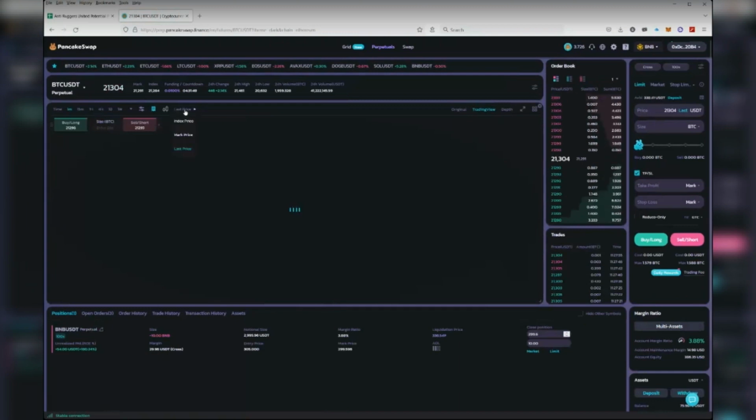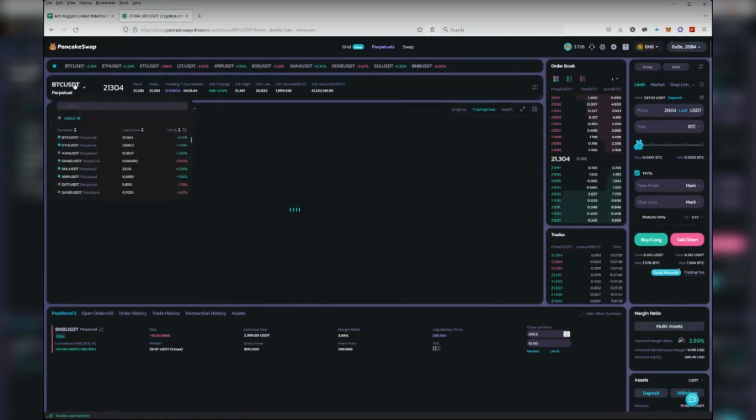They need to add more features to it. It's still kind of very basic. But you guys want to see all the different coins it has. Look at all this stuff. This is all the pairs. There's a lot of pairs.